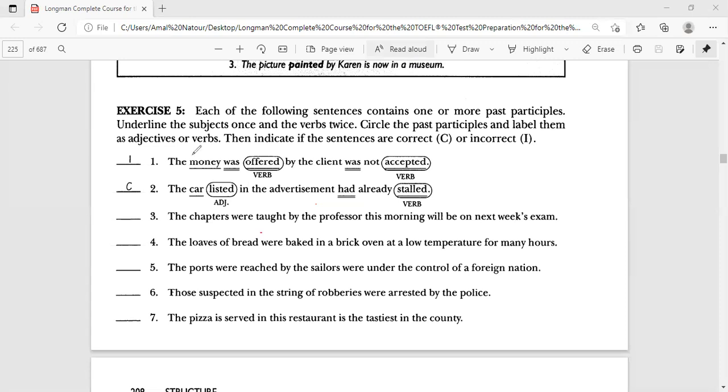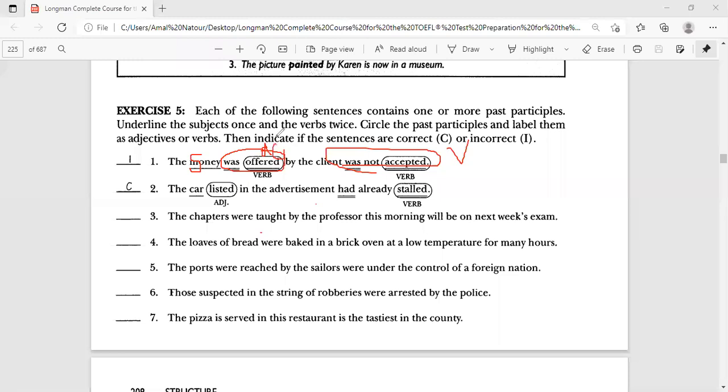The money here is the subject, okay? And where is the verb? The verb is was not accepted. This is the verb. What about was offered? This is incorrect. This is an adjective.